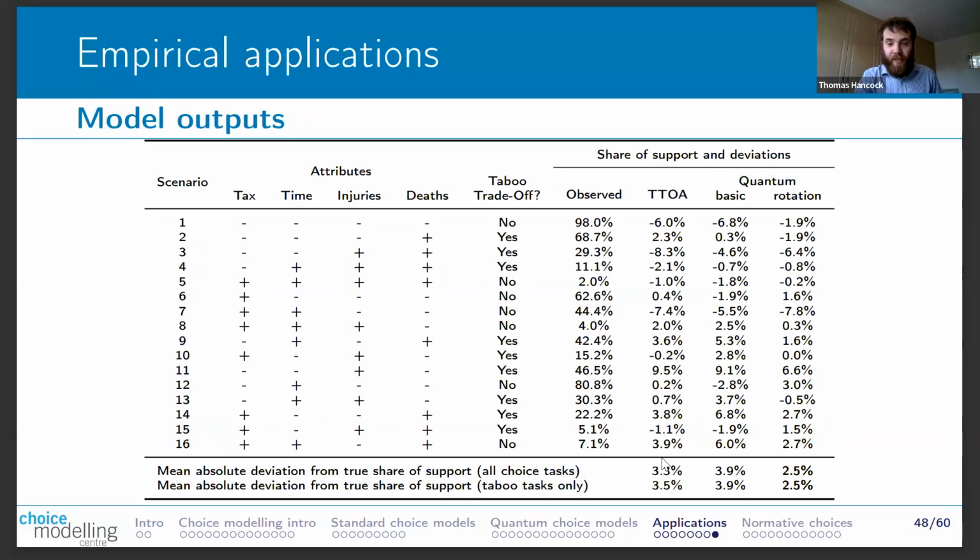And so what we see here is the deviation between the observed share of choices and what the model predicts. In each choice context, the model predicts a likelihood of accepting the choice or not. And what we found here was that the quantum model had the least deviation from the observed shares. So it's capturing the right percentage of individuals saying yes or no to a particular alternative more often than not.